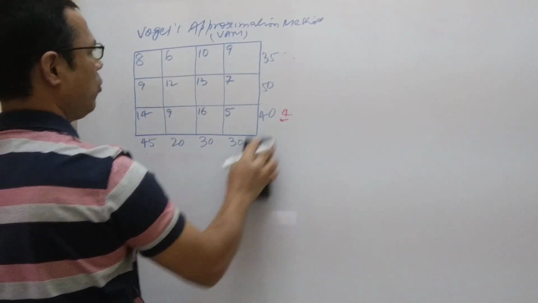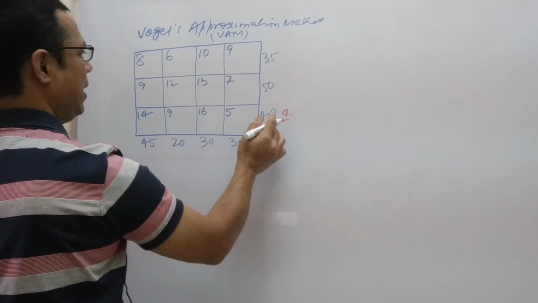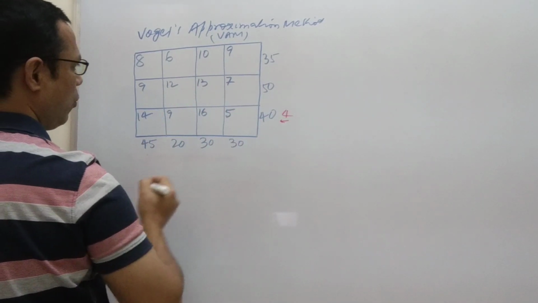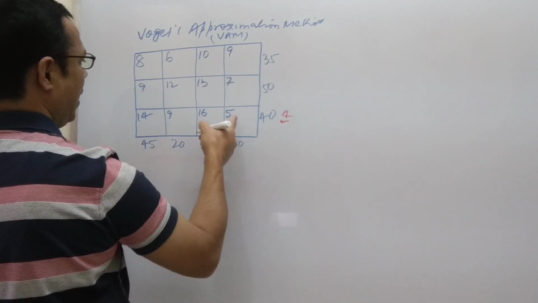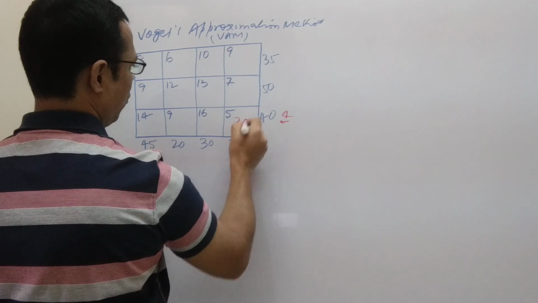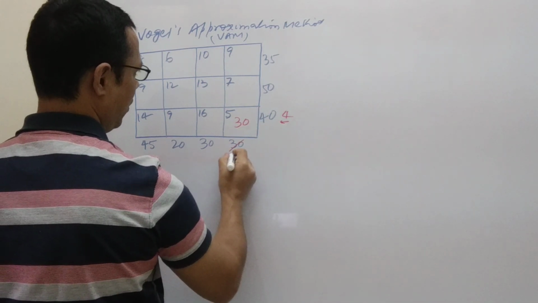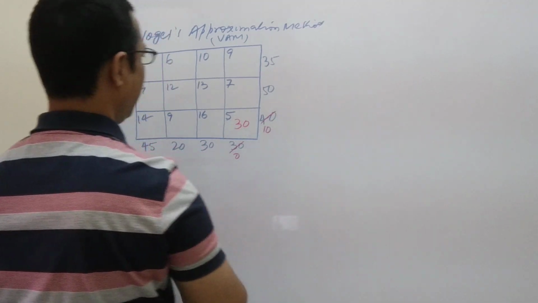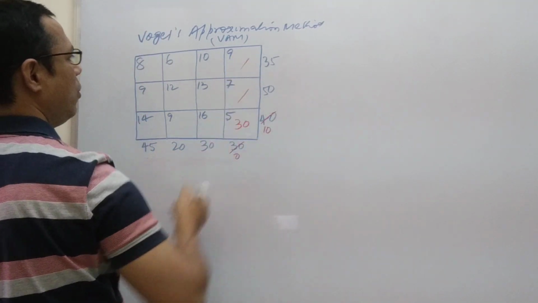Now we concentrate on this particular penalty, enter into this row and find which cost is the least. This 5 is going to give the least cost. So here this 30 will move here. This 30 fulfills the demand, so now there is no demand, and this is the 10. The row is already decided, and under this row there is no more demand.